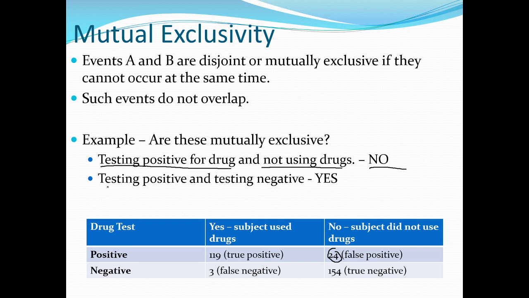Now, what if I said testing positive and testing negative? Well, those are mutually exclusive because they cannot happen at the same time. I cannot have one person test both positive and negative. So mutually exclusive events are events where if you take a single trial, you will not see both happen in that one trial. You might, if you do 10 trials, see them pop up every now and then, but in any single trial, you will not see both events happening if they're mutually exclusive. Like again, testing positive and testing negative.